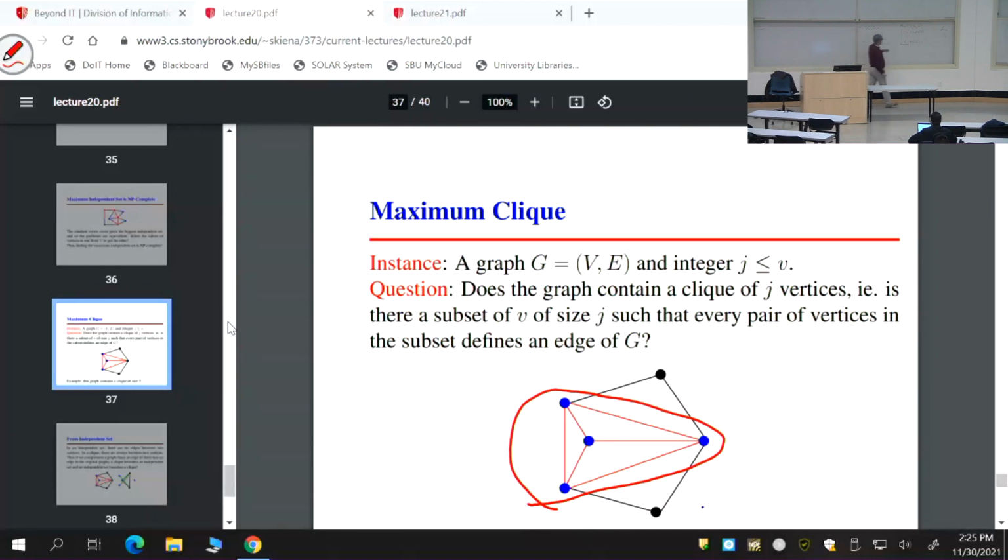So if I want to know how to find a maximum independent set of size k in a graph, what size clique should I look for in the complement? This is one that you think about for a minute, but I want you to get this one. Okay? If I want to find a clique of size k vertices in the graph, how big a clique should I look for in its complement?